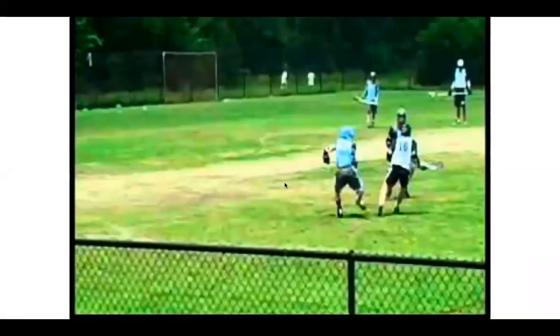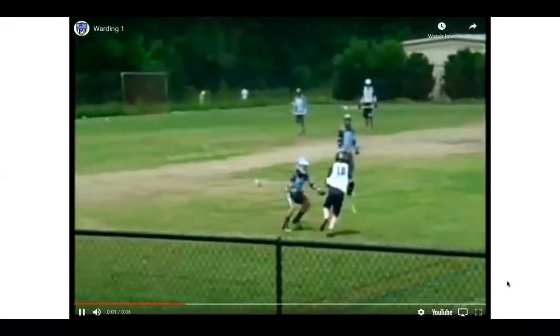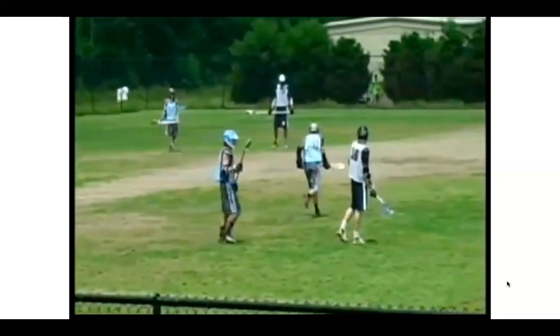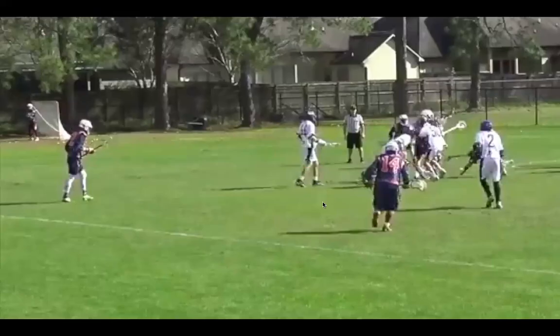This is a pretty good example of a blatant ward. White player running. He lifts his arm, free arm, to direct the cross of the other player. That is a ward. Next one.